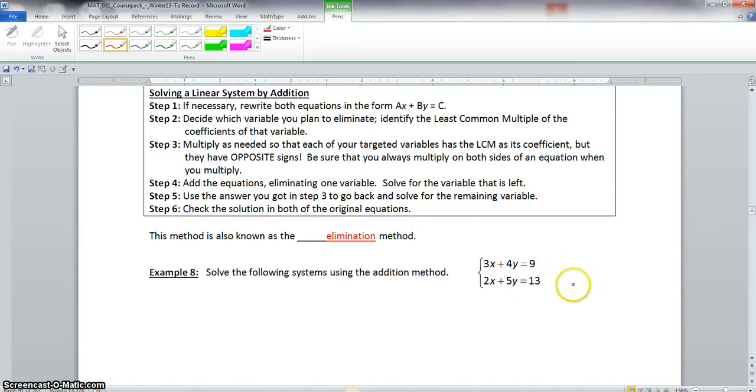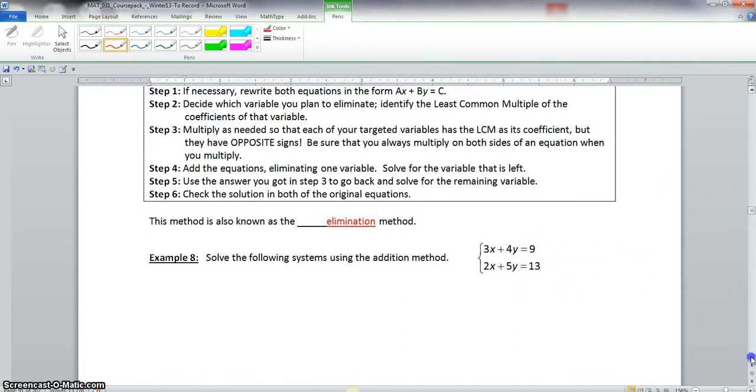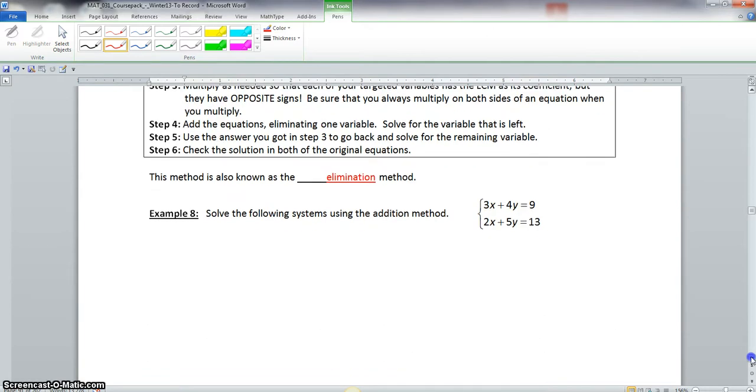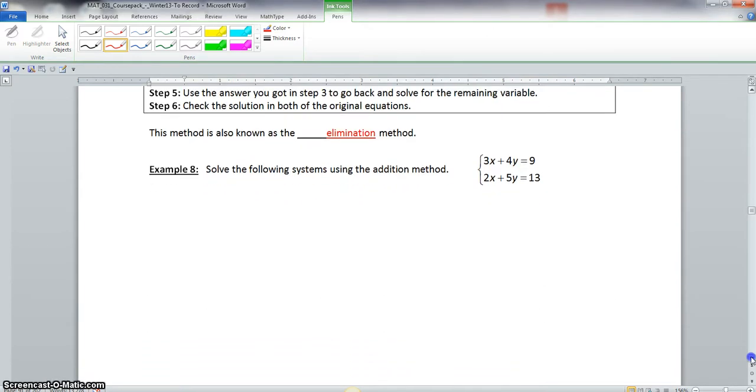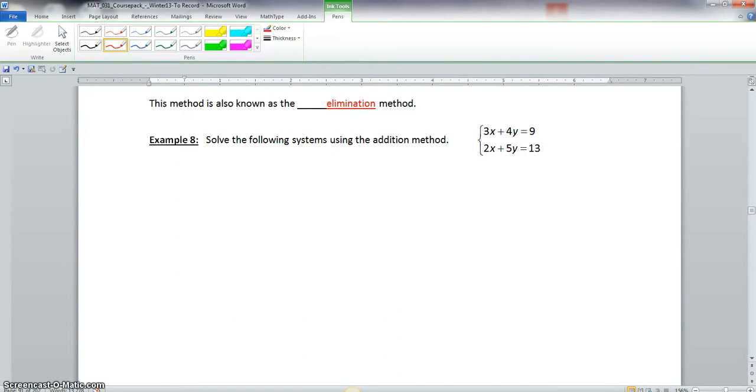We have that both of these equations are set up in standard form. We had 3x plus 4y equals 9 and 2x plus 5y equals 13. Now the question that we have here is what variable we want to get rid of. Since we got rid of the x's the last time, this time I want us to get rid of the y's. So we look here at our y's. We have 4y and 5y. We know the least common multiple of 4 and 5 is 20. So let's take 3x plus 4y is equal to 9, and 2x plus 5y is equal to 13.